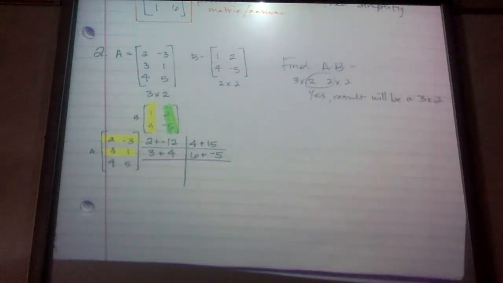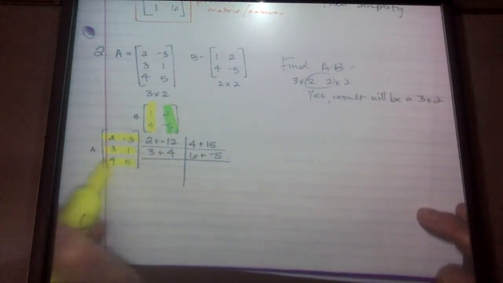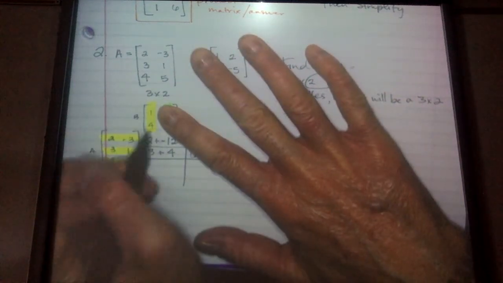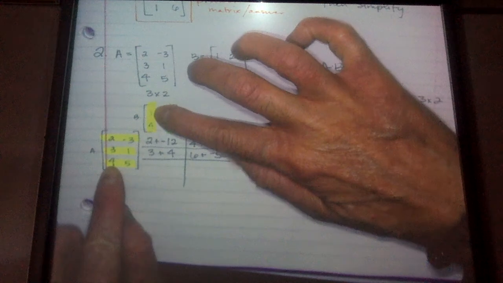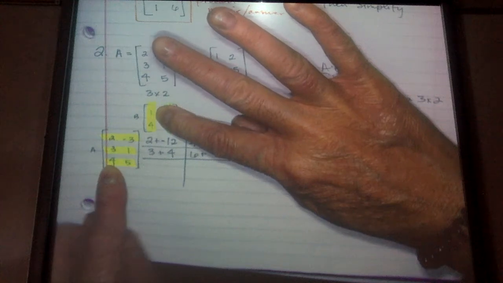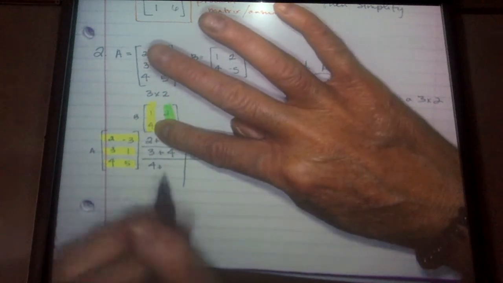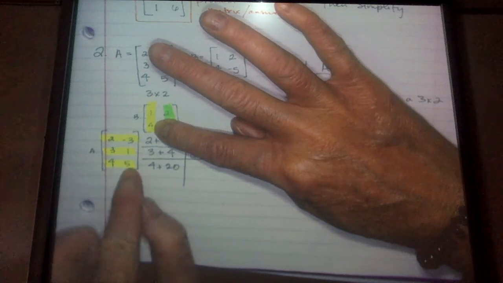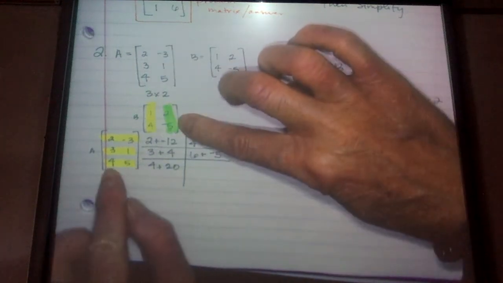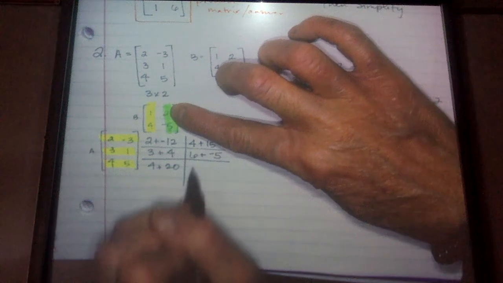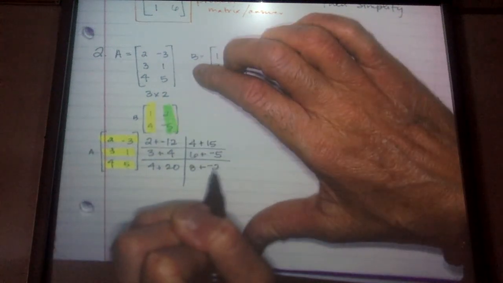Okay, last row. So now I'm on to 4, 5. 4, 5 times 1, 4. Remember, we start with the first. So if you need to use your hands, the first number in the row, the first number in the column. 4 times 1 is 4, plus 5 times 4 is 20. Moving on to the next column, 4 times 2 is 8, plus 5 times negative 5 is negative 25.